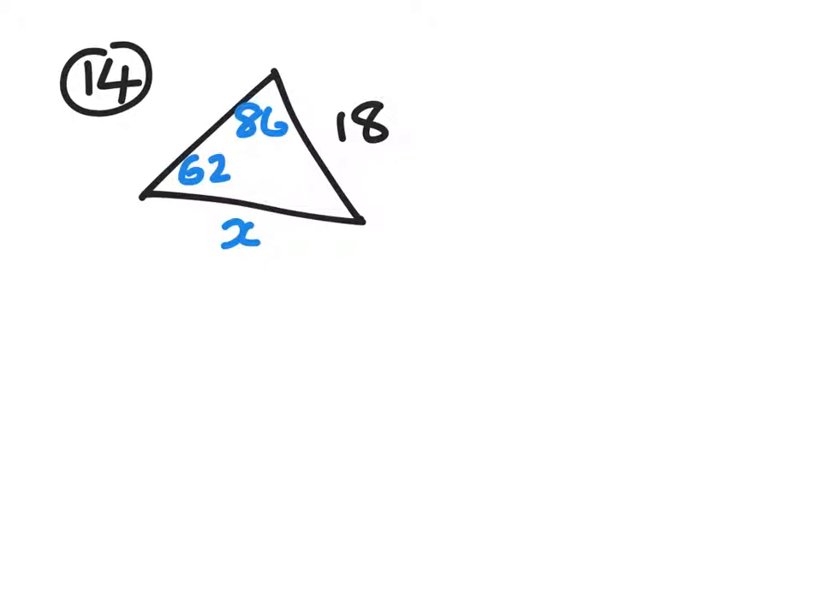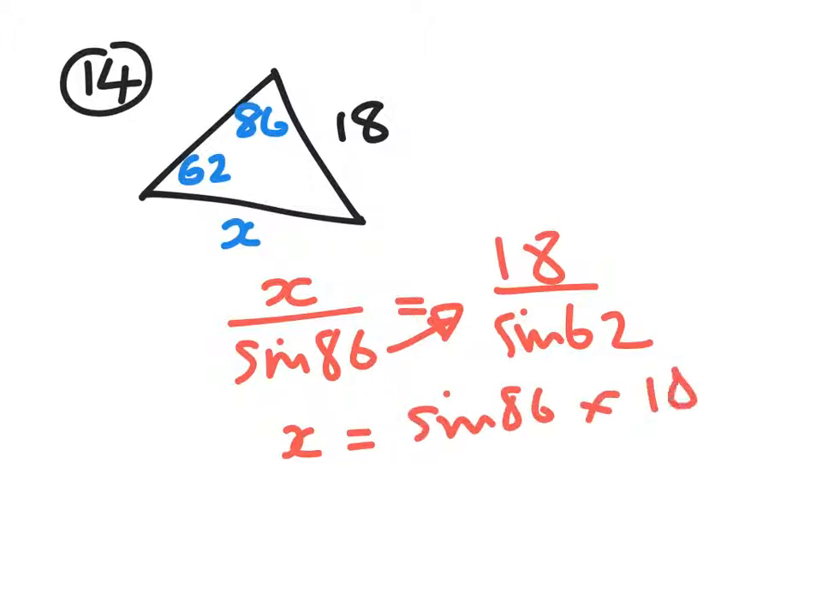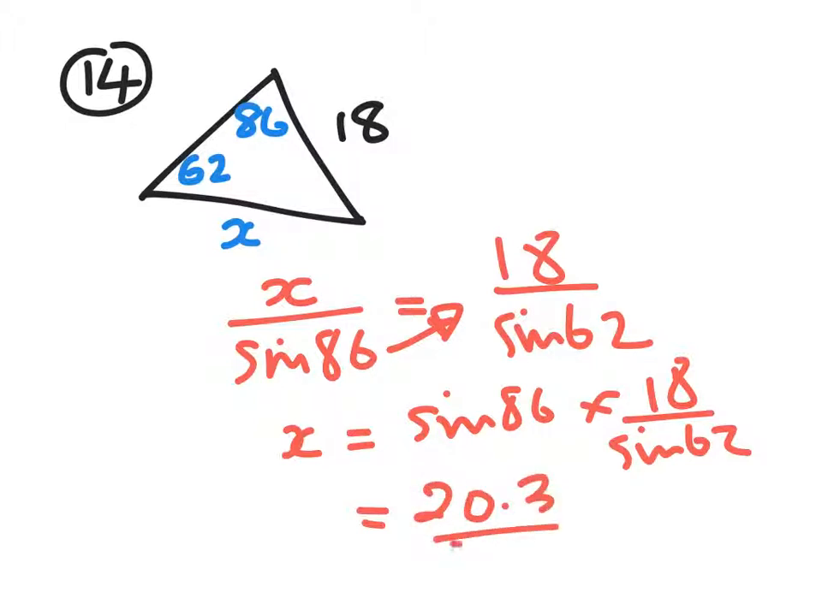Last question, sine rule, x over sine 86 equals 18 over sine 62. Take the sine 86 over and you get x equals sine 86 times 18 over sine 62, and if you type that in properly on your calculator you should get 20.3 centimetres.